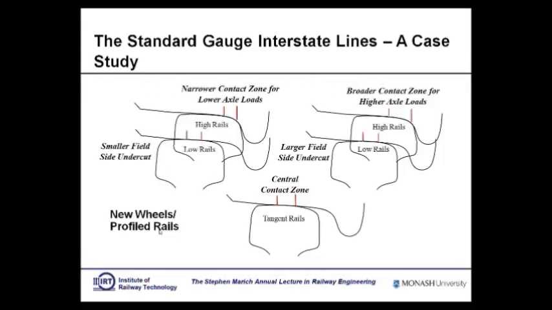So this is what the profiles look like. This is for the passenger traffic, lower axle loads. You can see the contact was quite narrow because the applied loads were not high. In the low rails, it was relatively central. This is the high rail. With the higher axle load traffic, we increased this contact to reduce the stresses. The low rail was pretty much the same. And here is your contact on tangent rail, central. That's new.